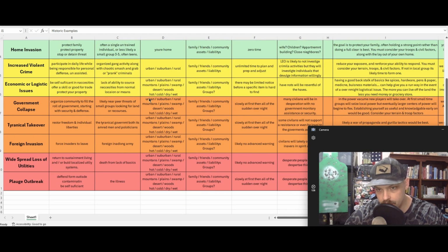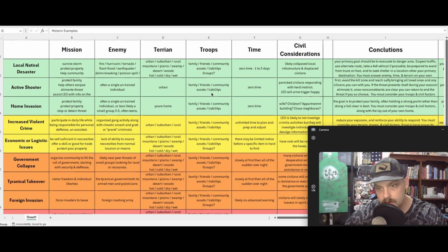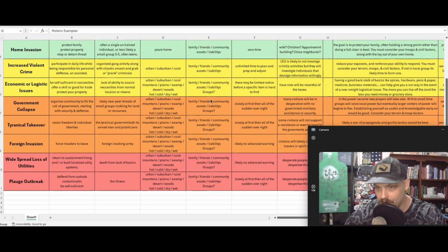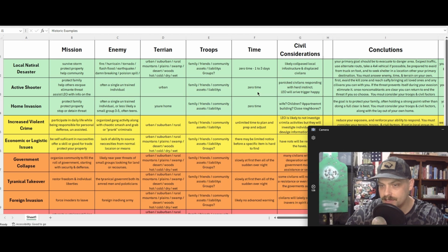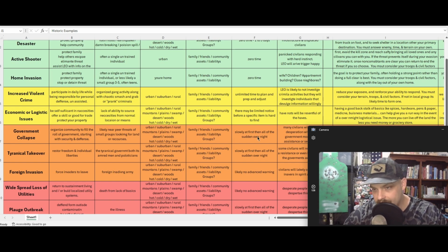Terrain, you have to answer this on your own. Urban, suburban, rural, mountains, plains, swamp, desert, woods. Hot, cold, dry, wet. Troops, family, friends, community, assets, liabilities. What groups are you a part of? Any? Time. These things happen slowly at first and then all of a sudden overnight.